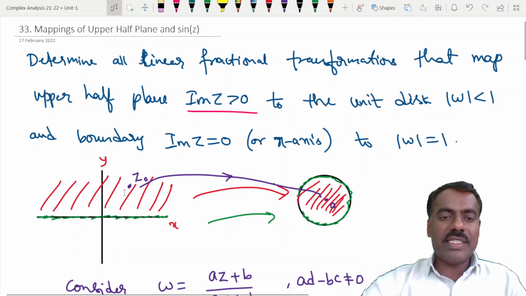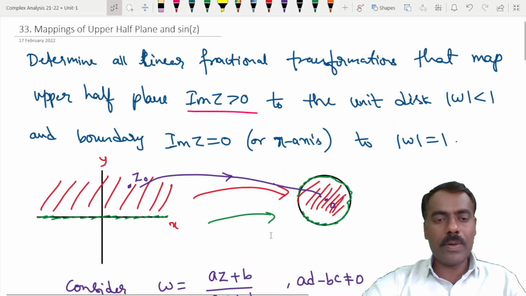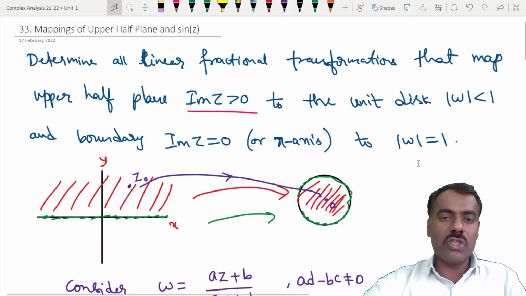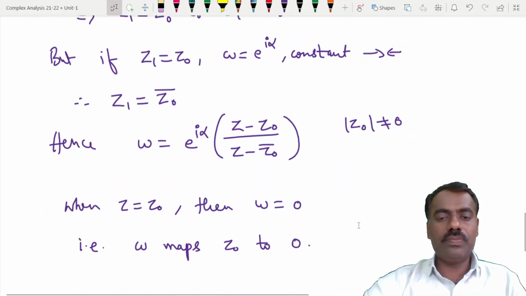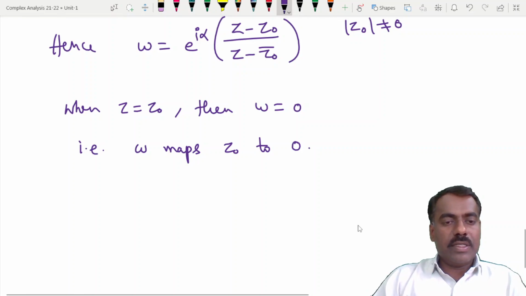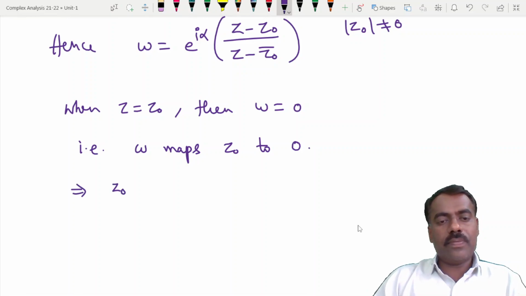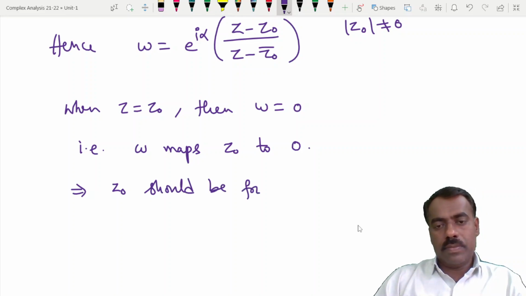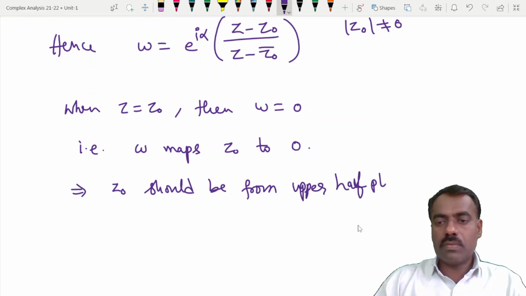Therefore this z0 should be in the upper half plane. Because if it were on the real axis, it would map to the boundary. But the value we are getting is w equal to 0, so the only possibility is that the imaginary part of z0 is greater than 0. This implies z0 should be from the upper half plane, imaginary part of z0 greater than 0.